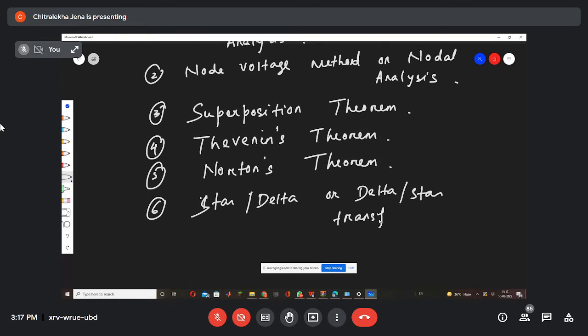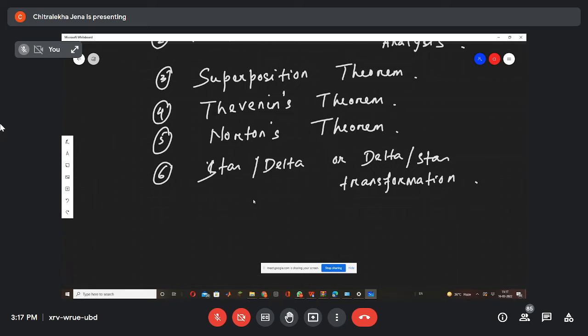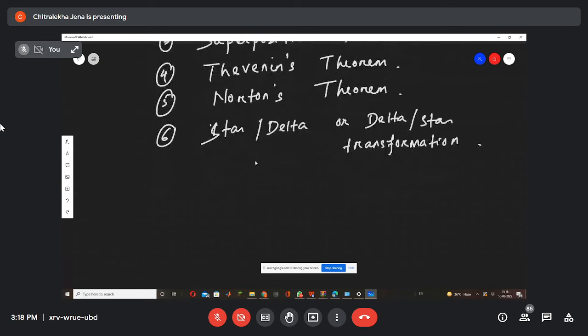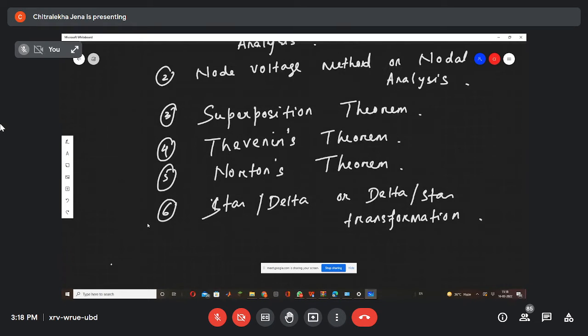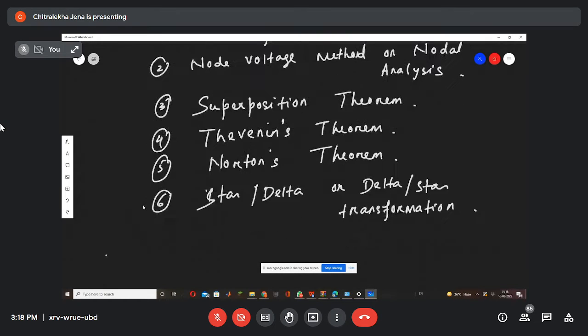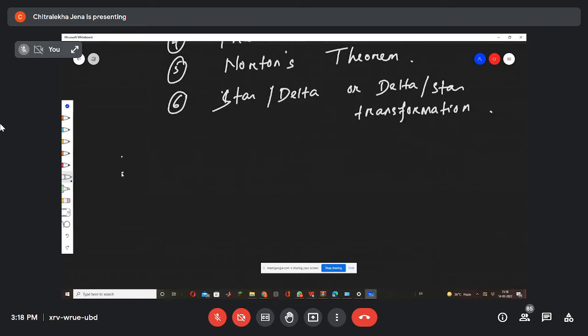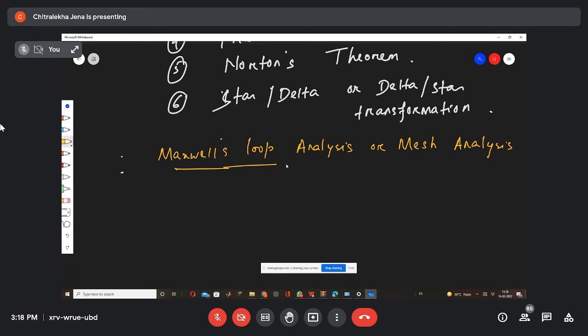So these are the six ways in which you can analyze a DC circuit. There are other theorems, but in your course, only six analysis methods are there. First we will discuss the first one, the Mesh loop current method or Maxwell's loop analysis. Or in short, we call it Mesh analysis. Here you will get problems.